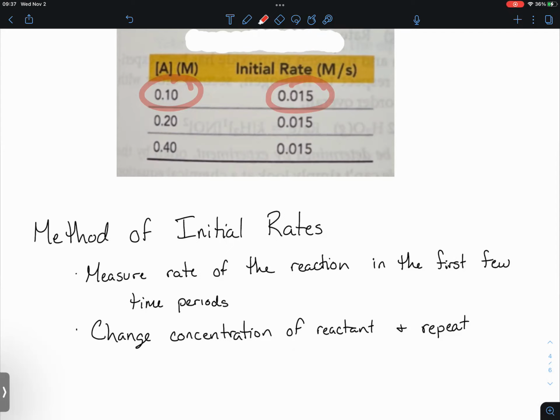Right, so I'm going to start the clock. I'm going to measure my reaction rate at the very beginning, where it's fastest. Then I'm going to change my concentration of reactant and repeat this process over again. Then I would get a set of data that looks like this, where I have my concentration of A and my rates at those various points.